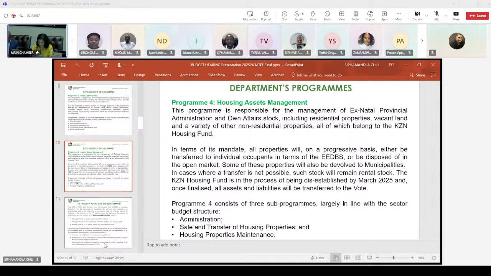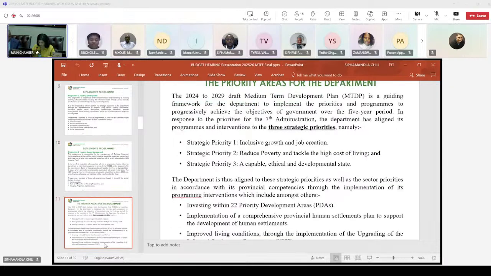Some of these properties will also be devolved to municipalities, and where transfer is not possible, the stock will remain rental stock in the Human Settlements Housing Fund, which was expected to be disestablished in March 2025. The date has passed, but it hasn't actually happened. But once it does get finalized, all assets and liabilities will be transferred to the vote. It has 3 sub-programs: administration, sale and transfer of housing properties, and housing property maintenance.